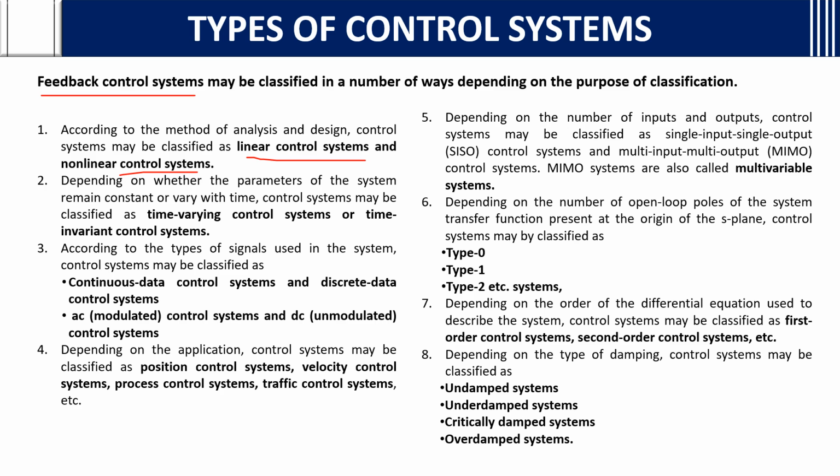Control systems may be classified as time variant or time invariant. If, based on the situation, the time is varying, then it is a time varying control system. If time is not varying, they are called time invariant control systems.